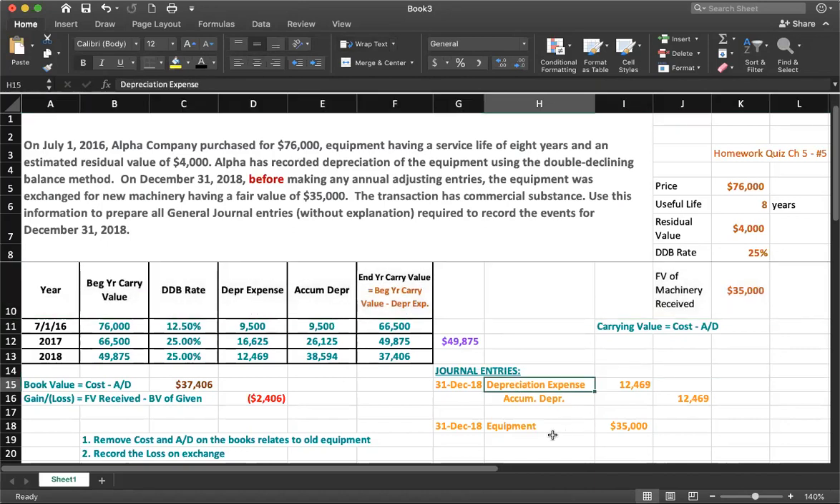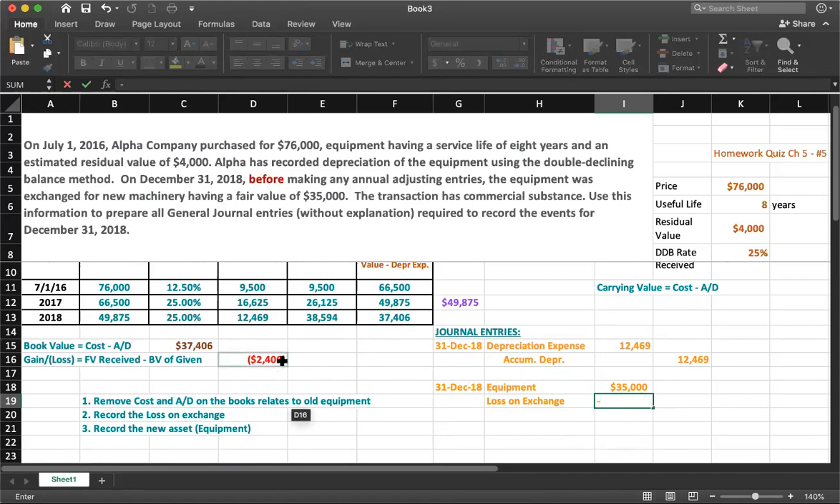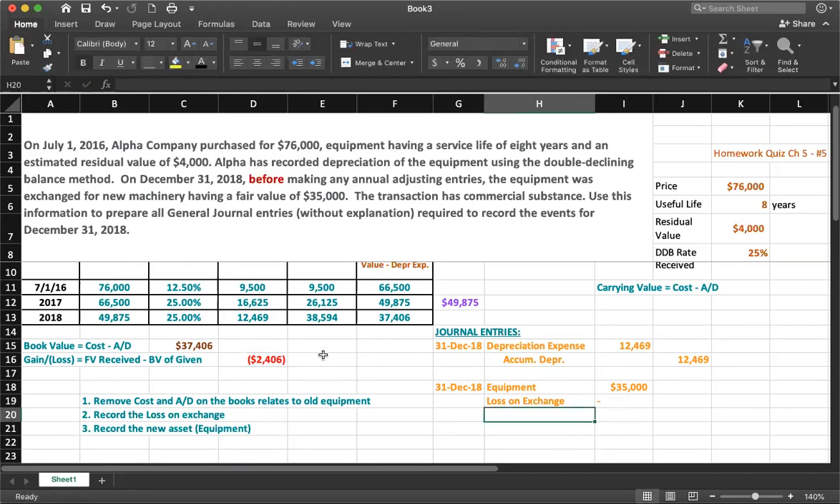Okay, so we've done that, that's actually recording the new asset. Now, the loss we computed as $2,406. And whenever there is a loss, we're going to debit the account, loss on the exchange, and that loss was, and I'm putting a minus sign first, equals a negative of this amount here. And I don't like these dollar signs in here, so let me remove them.